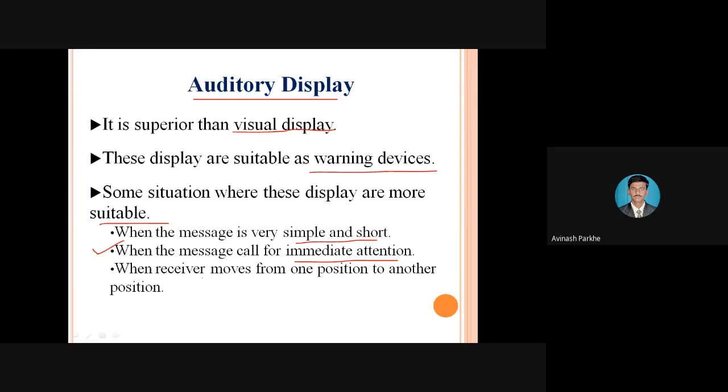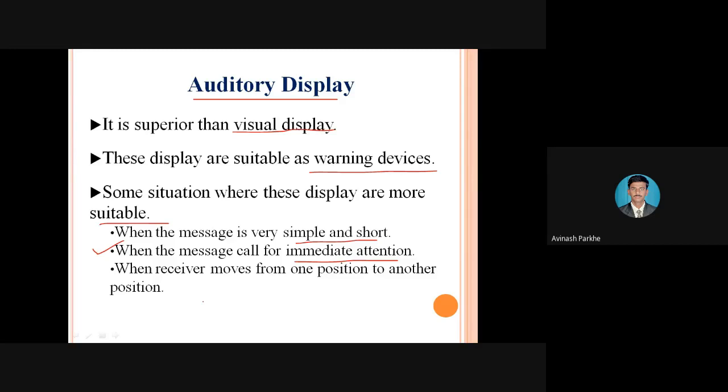And the third one, when the receiver moves from one position to another position. Such types of auditory displays are very important in order to find position. Sometimes whenever we are working in any type of industry, the workers are not present at their respective location. Some operators are not present at their respective machine. So immediately what we do, we call that particular person by name and ask them to be available at their respective positions.